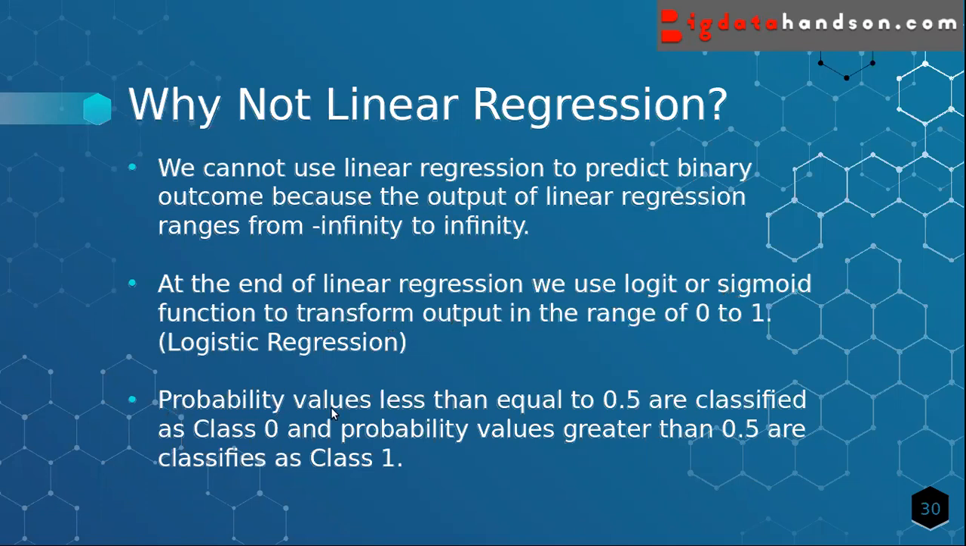Probability values less than or equal to 0.5 are classified as class 0, and probability values greater than 0.5 are classified as class 1. This 0.5 you can call a threshold value. Values greater than the threshold are classified as one class, and values less than it are classified as another class. This threshold value we usually set at 0.5, but you can also change it, that's your choice.